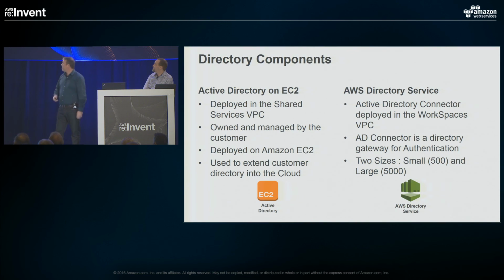So just as a quick refresh, the directory components we're using in this design: we start off with Active Directory on EC2. It's owned and managed by the customer. The customer owns those EC2 instances. It's used to extend the customer's directory to the cloud. So what we're talking about in this scenario is that the customer has extended their forest into AWS. So they've deployed an additional pair of domain controllers. And we're using the AWS Directory Service AD Connector to connect to that service.